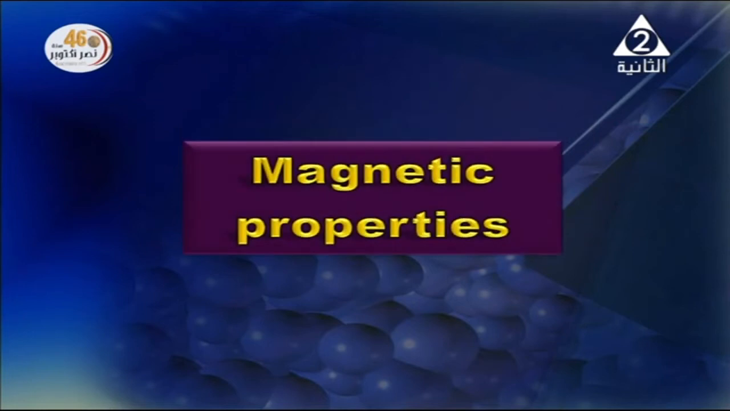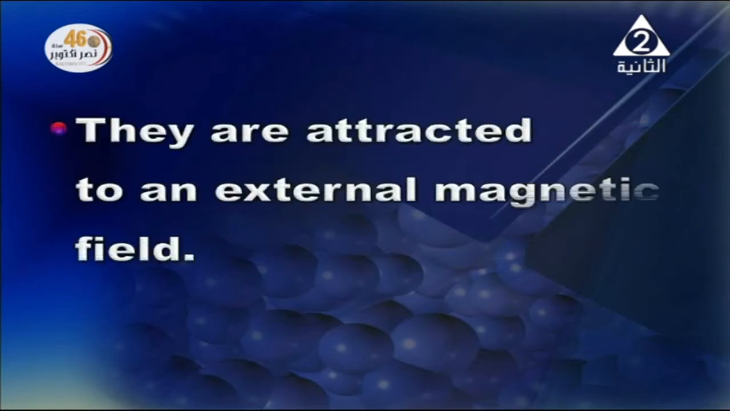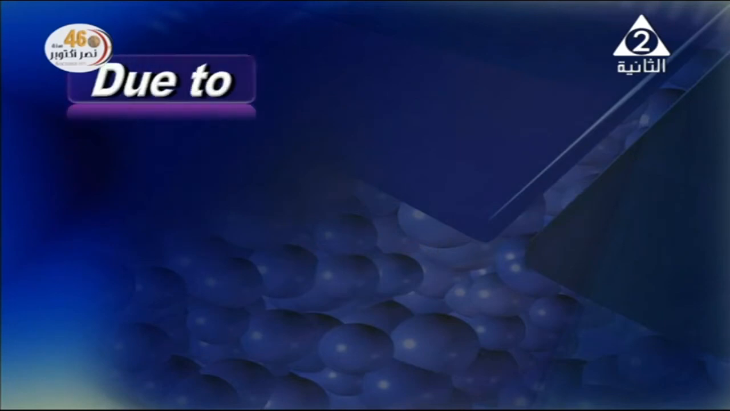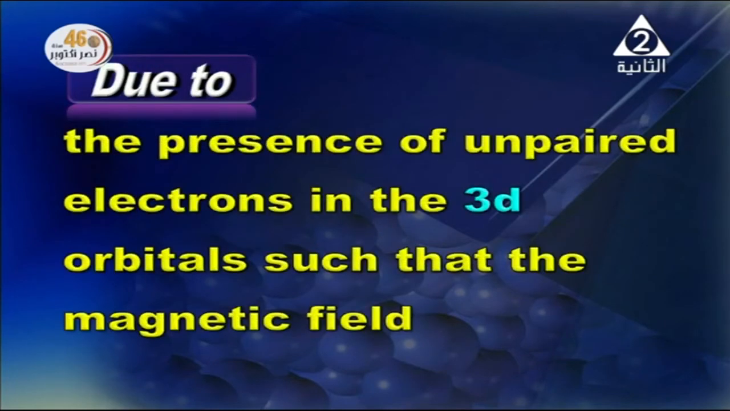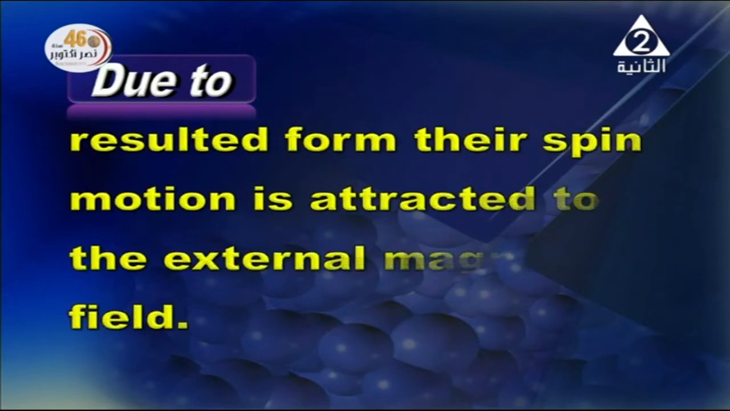The magnetic property. They are attracted to an external magnetic field, and we have given reason for this point. This is due to the presence of unpaired electrons in the 3d orbitals, such that the magnetic field resulting from their spin motion is attracted to the external magnetic field.